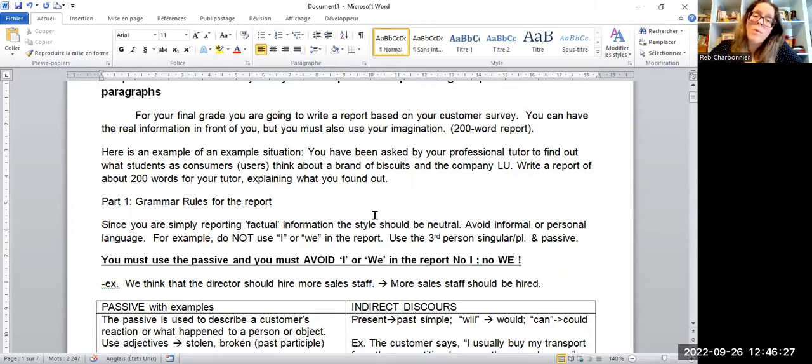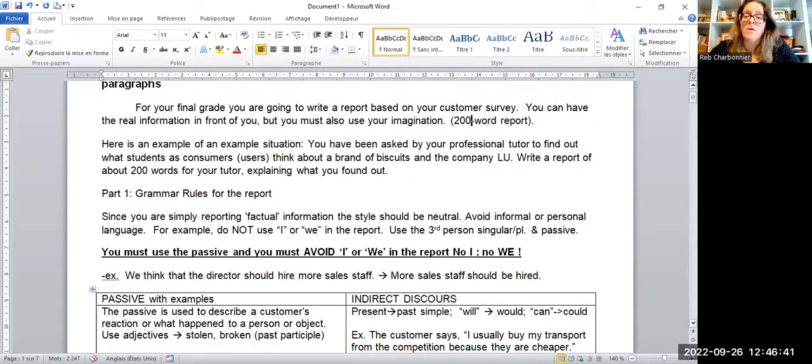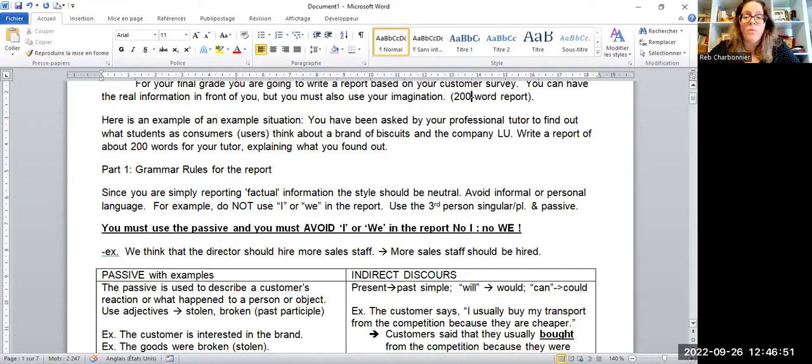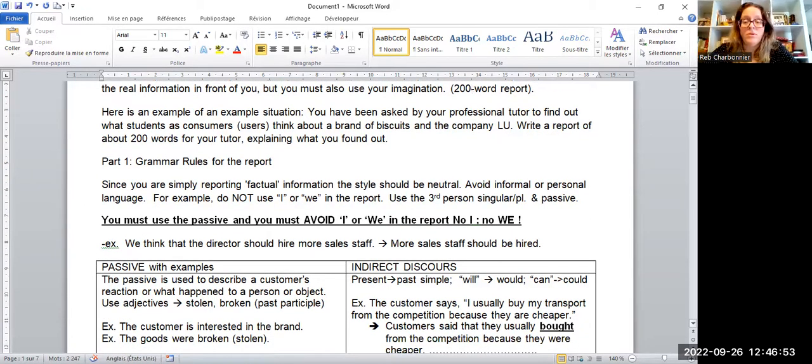That way, when you're talking about the biscuits Lu and the other people that gave you information, you don't need to use I or we. So try to forget about yourself. It's about the product. It's about the people that you spoke to. It's not about you. So use the third person singular and plural and the passive right here. You must use the passive and avoid I or we in the report. Remember, no I, no we.